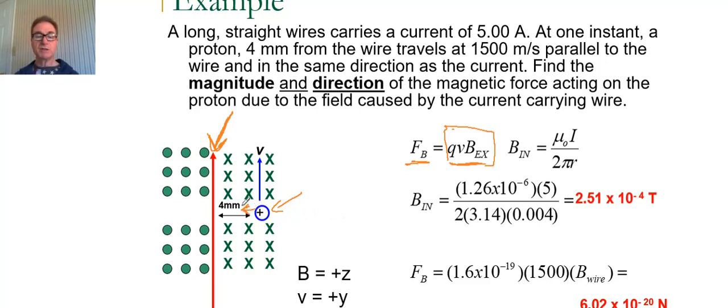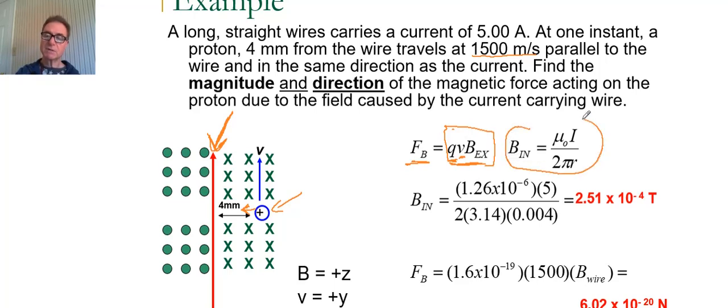Now we need to figure out the magnitude of the force. Q we know, that's just the charge on a proton. V, we're told, is 1,500 meters per second. So we know Q and we know V, but we do not know B. We need to figure out what the magnetic field strength is from the current carrying wire.